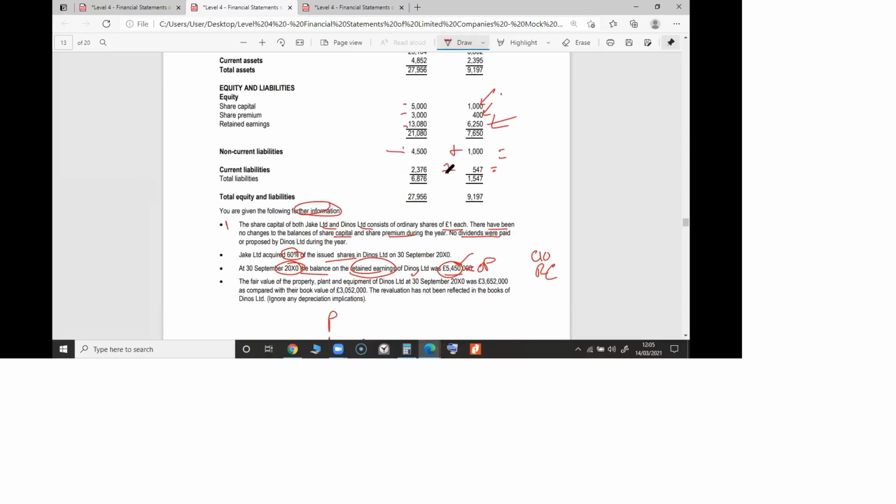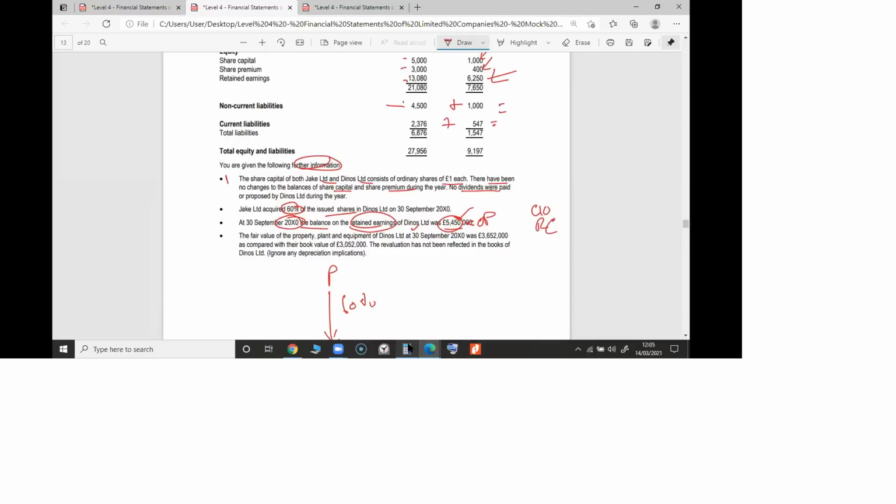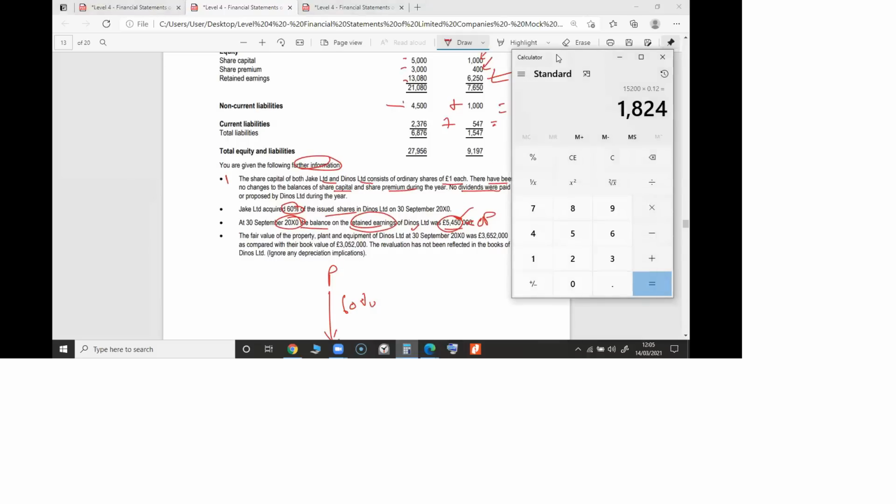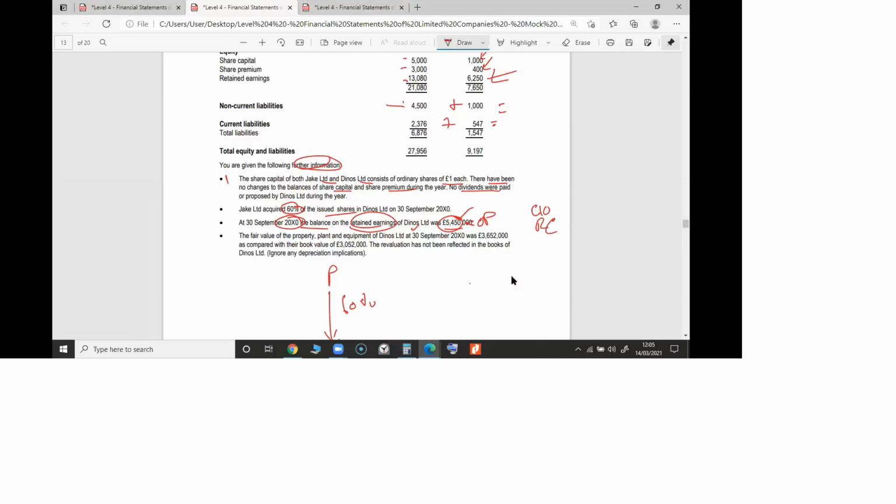So isn't it good to check how much is the increase in the retained earnings after post acquisition? So let's do it. 6250 was at the year end, and at the year start was 5450. 800 is the increase. So of that 800, what percentage belongs to the parent? 60%, right? Just remember it.